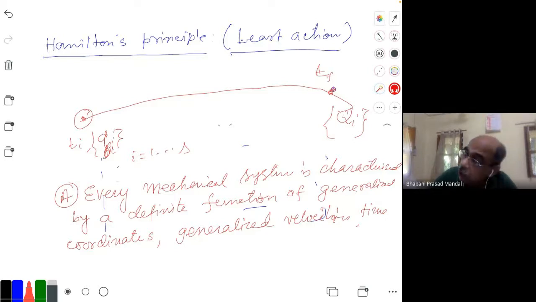So there will be a definite function. Let us denote that function as L, which is a function of q_i, q_i dot, and t. If you take the total time derivative of the generalized coordinate, dq_i/dt, then you write q_i dot. This is called the generalized velocity.